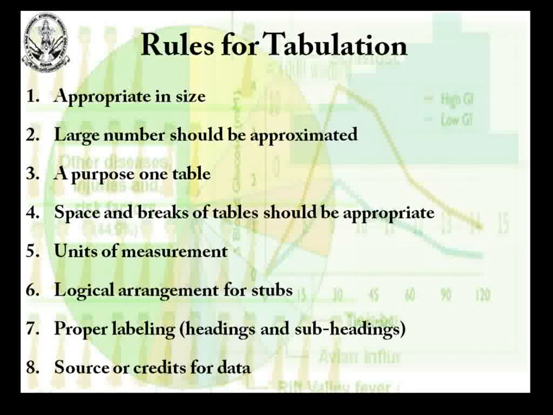Usually for a purpose, one table should be presented. Space and breaks of tables should be appropriate. It should not be too vague. Units of measurement must be well defined under headings or subheadings. Logical arrangement for stubs is needed. Proper labeling in terms of headings and subheadings is required. Sources or credits for data must be given.